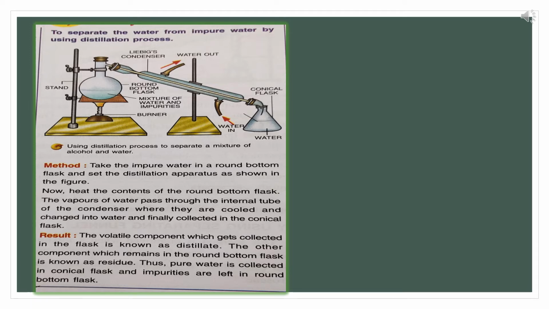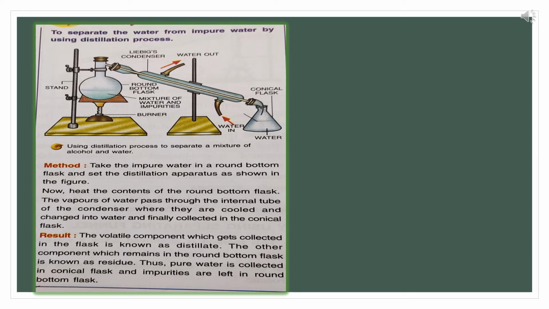So the process is we have to heat the mixture taken in the round bottom flask. Like we said earlier, the principle of distillation is that the liquid which has a lower boiling point changes into vapor first. So the water which we are separating changes into water vapor first. That vapor cannot escape out through the round bottom flask, so it has to move into the small tube which is present inside the Liebig's condenser. Now in the condenser, the vapor changes into water because of the water in and water out, as you can see in the Liebig's condenser. So that cold water helps in cooling down the vapor and changes it back into liquid, and that liquid finally is collected in the conical flask.